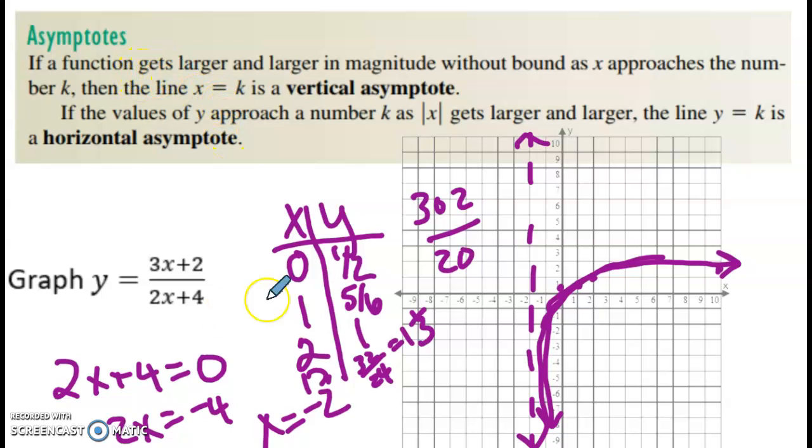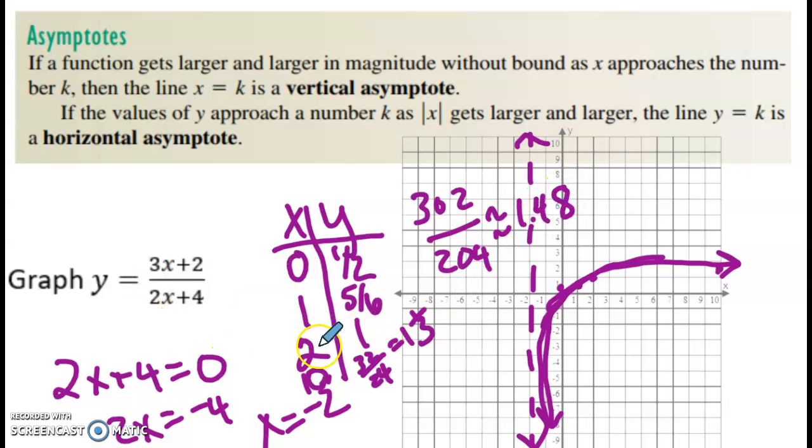Basically, we were trying to figure out where the horizontal asymptote was for this one as x gets really, really big, as the absolute value of x gets really, really big. So I put 10 in for x, and we got 1 1/3. And now I'm saying, well, what if we put 100 in? Then we get 302 over 204, which ends up being about 1.48.